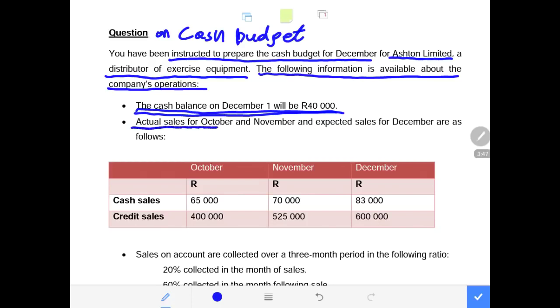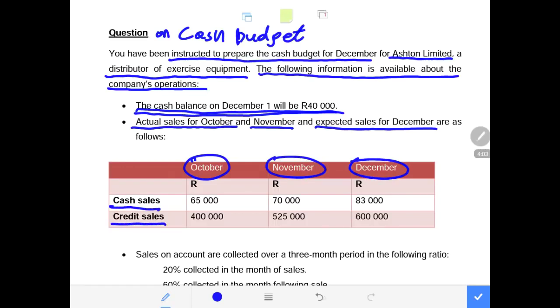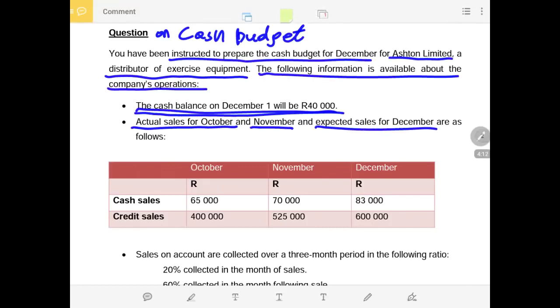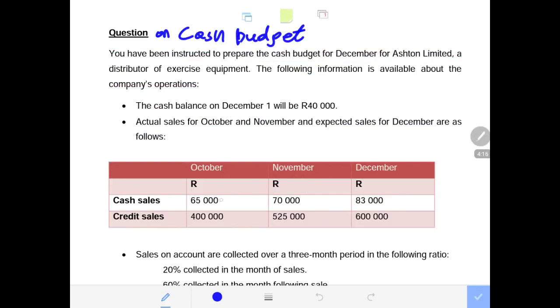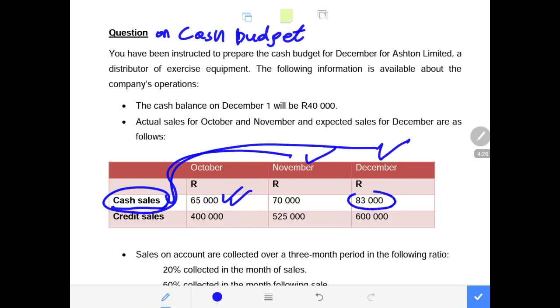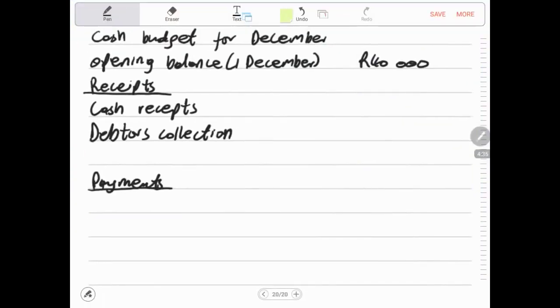Whenever you are given a cash balance, unless they say unfavorable, it is positive. Then it says the actual sales for October, actual sales for November, and budgeted or expected sales for the month of December are given below. We have cash sales and credit sales separated, and this is very simple whenever these two are separated. Sometimes they'll say 80% is this and 20% is cash. But we know that cash sales made in October will be received in October, cash sales for November will be received in November, and cash sales for December will be received in December. So this 83,000 will be received in December. So I can record that cash receipt: 83,000 rands is the amount I expect to receive from cash sales.